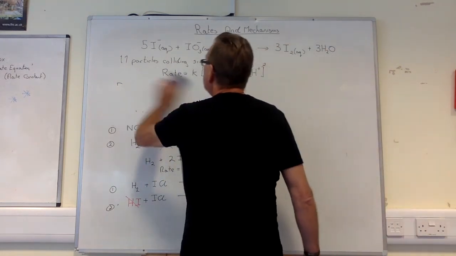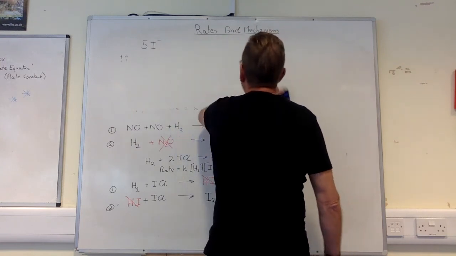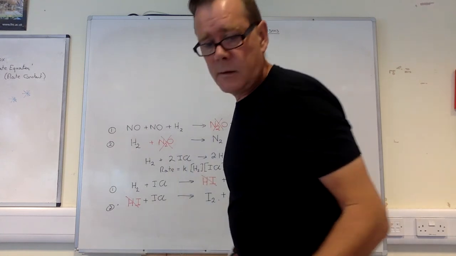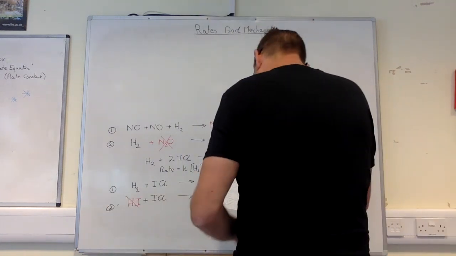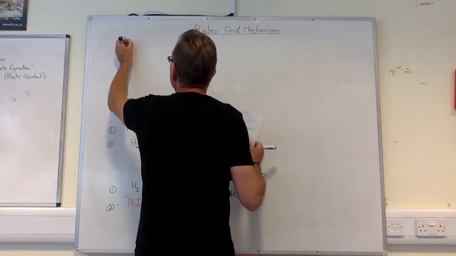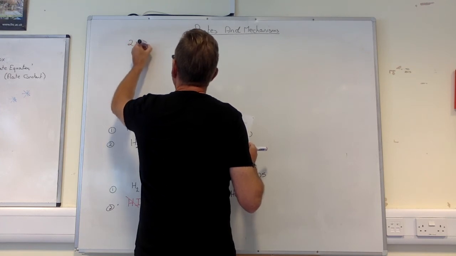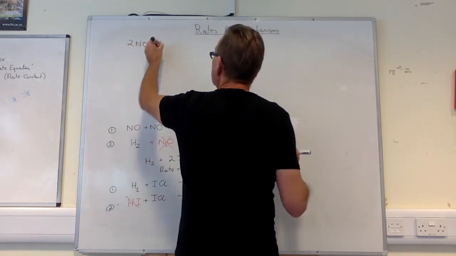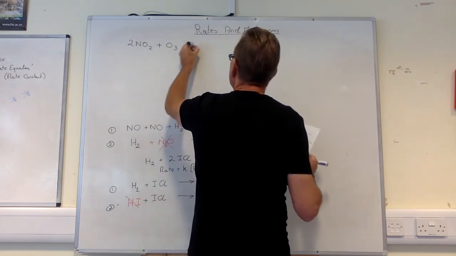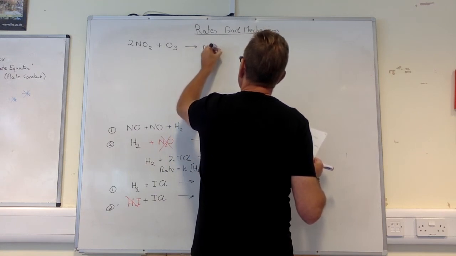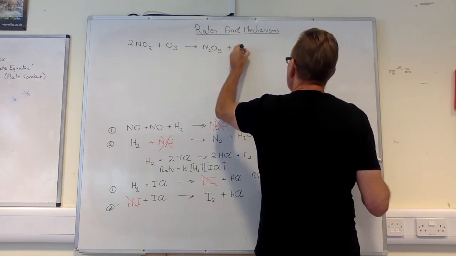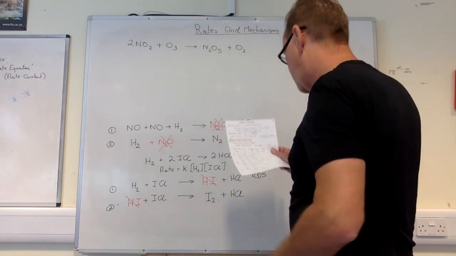We'll leave that there. We'll get rid of this. We'll do one more, so you've got them at least as a comparison. Okay? Let's do this one. Right, here's an overall equation. 2NO2 plus ozone. Doesn't matter, you've never heard of it, it's irrelevant. Make some weird thing, N2O5, plus oxygen. And again, there are different answers for this. So have a play around with it.